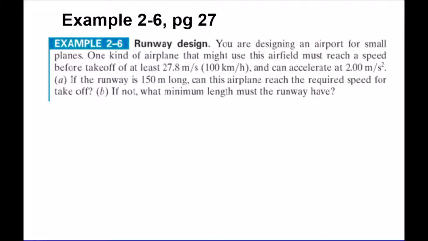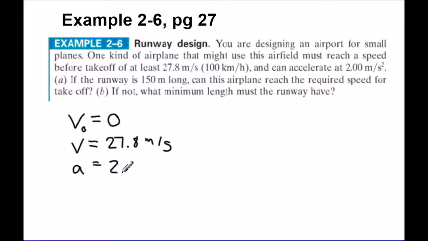Well, here's how I'm going to approach this problem. I'm going to first of all start off by just writing down what I know. So I know that an airplane is going to start from rest, so the initial velocity is 0. I also know that it's going to have to reach a speed of 27.8 meters per second, so the final velocity is 27.8 meters per second. I know that its acceleration is 2.00 meters per second squared.